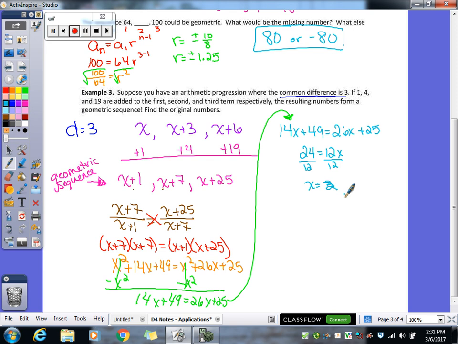Which I don't know why I started writing a 3. That's definitely an x equals 2. So they told us to find the original numbers. I already have one of them. My first original number was 2. Add a 3 to it. My second original number is 5. And then add 3 more, and it would give me an 8. And those were our 3 original numbers. So again, it's just you being able to manipulate the different formulas and remembering the difference between geometric and arithmetic.